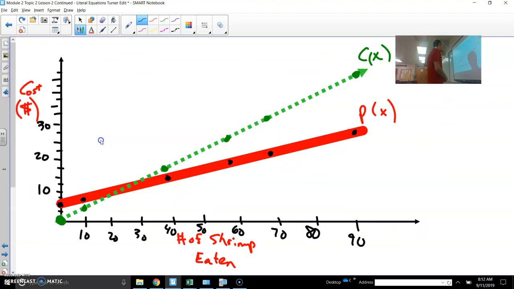So this is just a sketch, but basically the green line is where we started. That's C of X. The green line represents just charging 50 cents per shrimp purchased. But the red line actually represents the new one, where they're actually charging less. That 25 cents per shrimp changed the rate of change to be much less steep than it was for the first situation. That's because you're paying less per shrimp. But you do start a little higher. You have to start at 5 instead of 0.